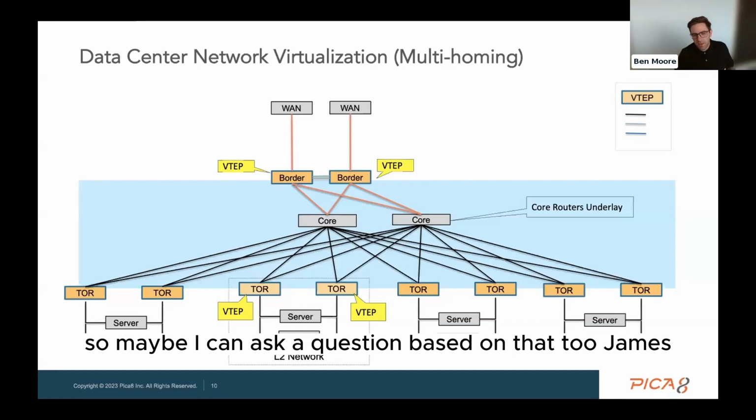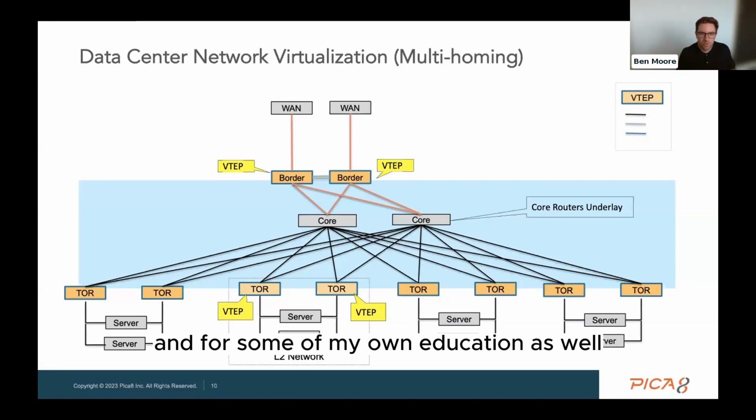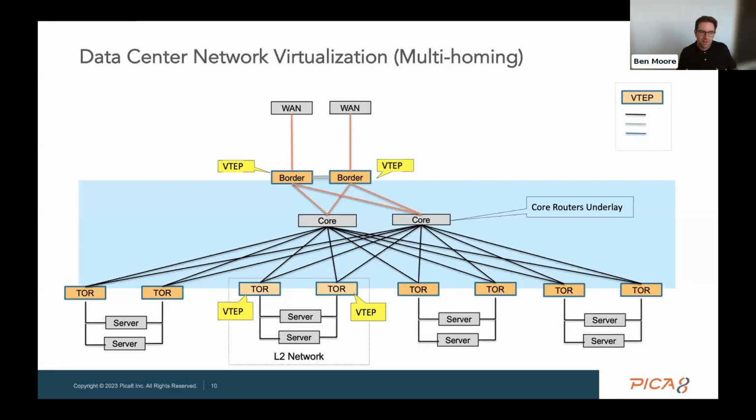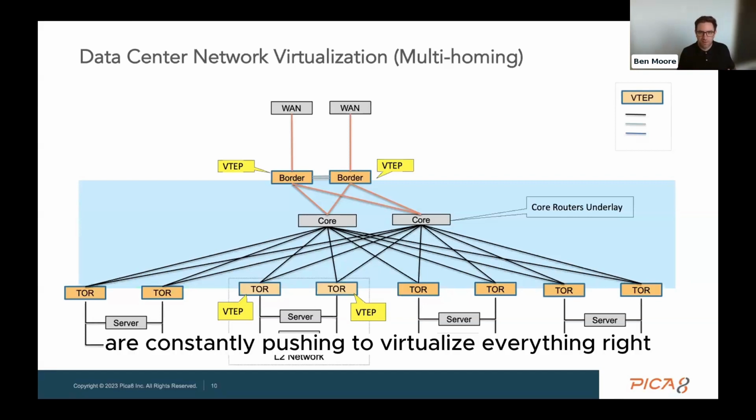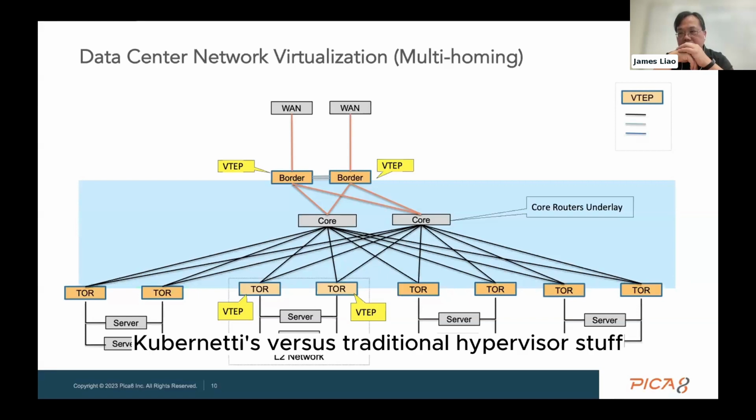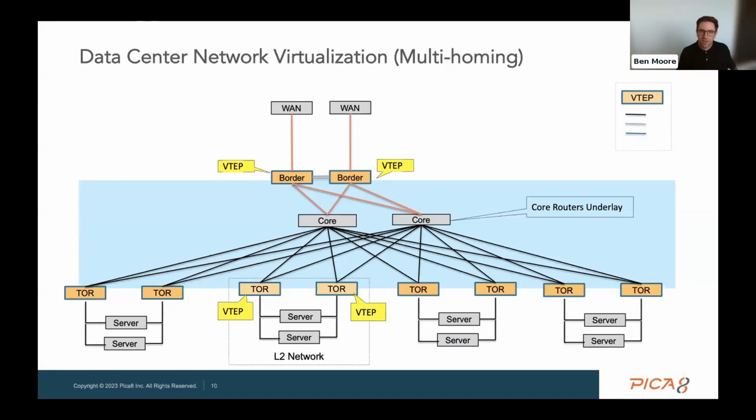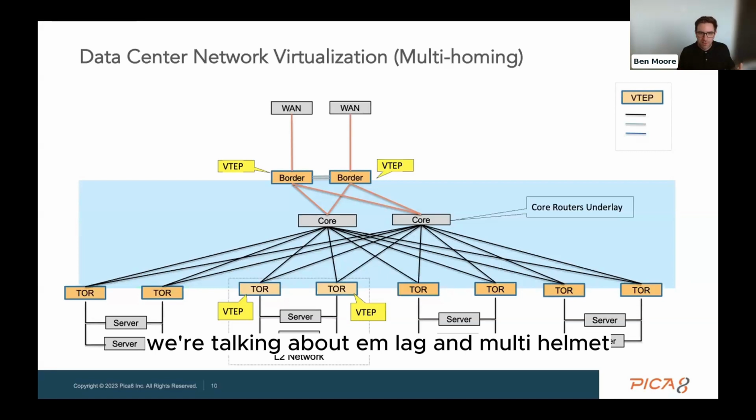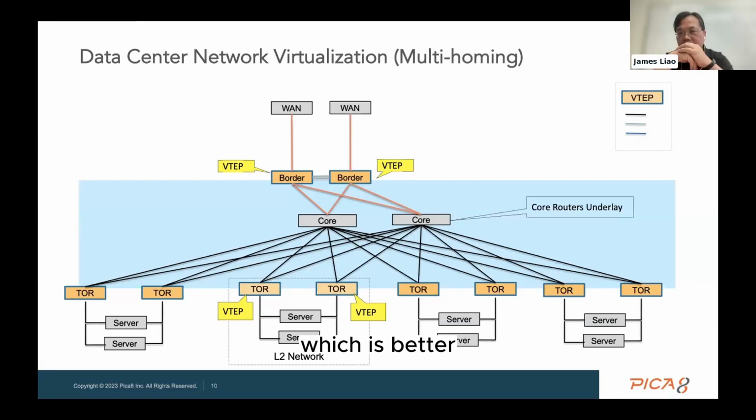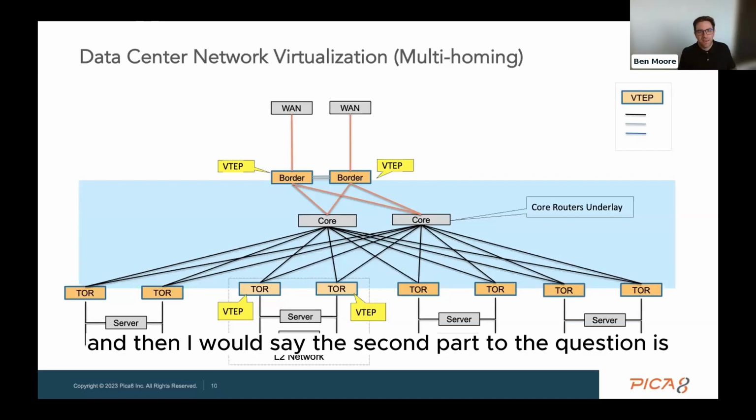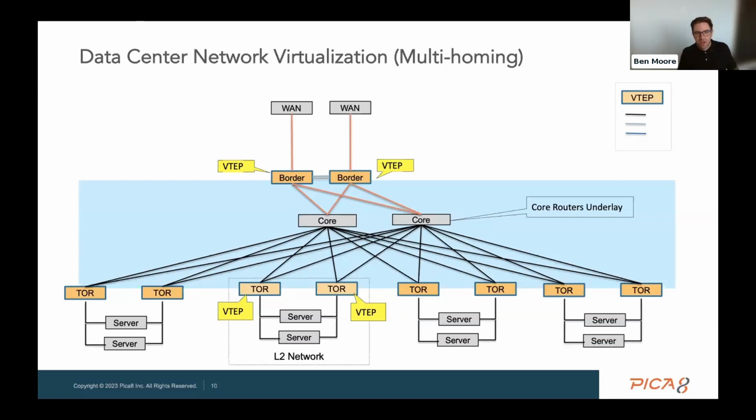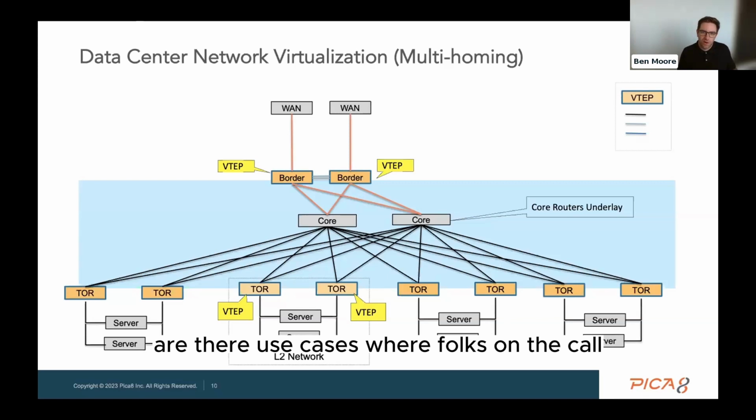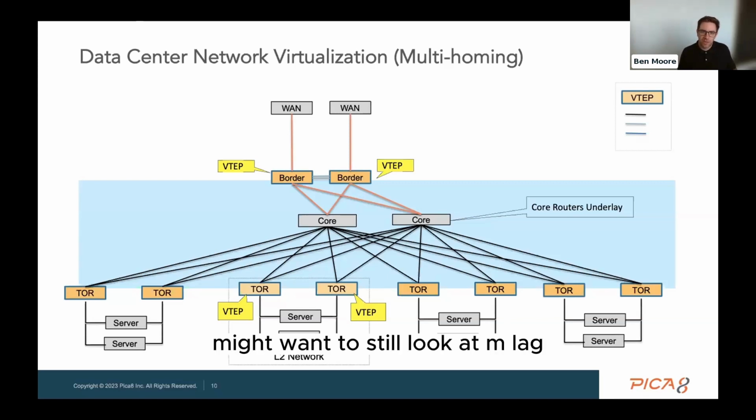Maybe I can ask a question based on that, James, and for some of my own education as well, because we see a lot, at least in enterprise engagements, the DevOps teams constantly pushing to virtualize everything, right? Wanting to move towards bare metal, Kubernetes versus traditional hypervisor stuff. We're talking about MLAG and multi-homing. Which is better? What do you see more customers moving to? And the second part of the question is, are there use cases where folks on the call might want to still look at MLAG versus EVPN multi-homing?